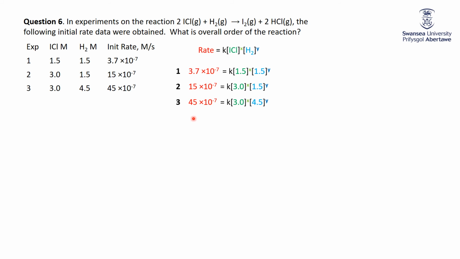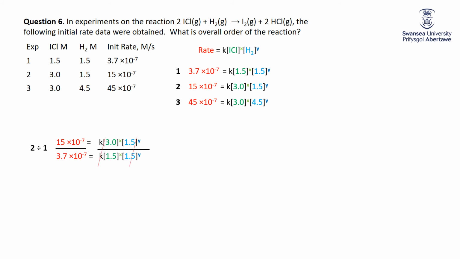So which one shall I pair up first? Well, this is actually a much nicer set of data, because if we look at experiments 1 and 2, everything except the ICl changes, and if we look at experiments 2 and 3, the ICl is staying the same and the H2 is changing. So I've just got to combine those two pairs to figure out my X and my Y. So let's do 2 over 1 because 15 is bigger than 3.7.